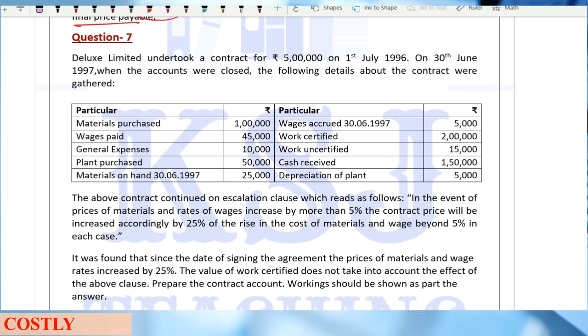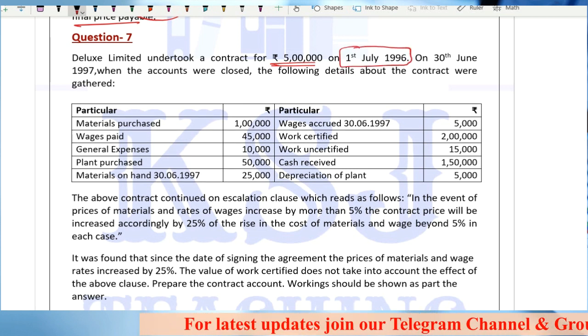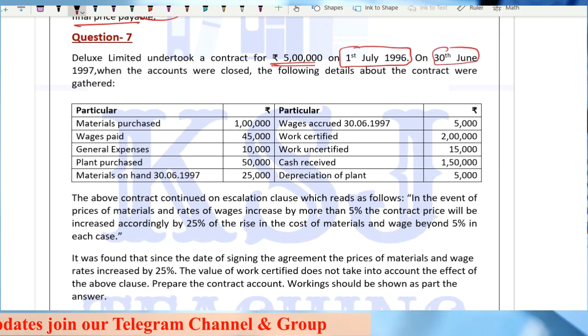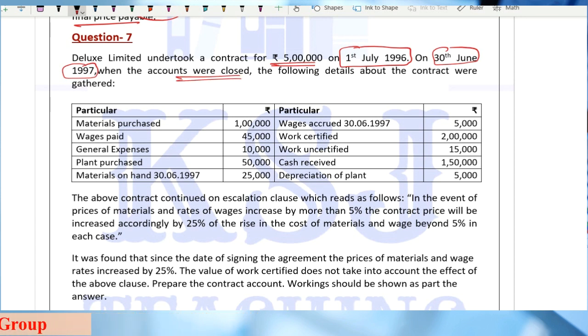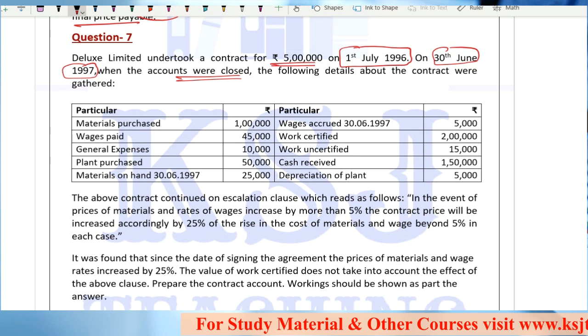Question number 7, let's read it out. Deluxe Limited undertook a contract for rupees 5 lakh on 1st of July 1996. So it is an important date when you are going to start the contract. On 30th of June 1997, the accounts were closed. So that means the start date is 1st of July 96 and the accounts are being closed on 30th of June next year. It is a complete 1 year period.